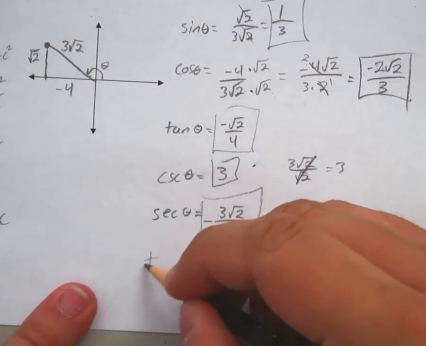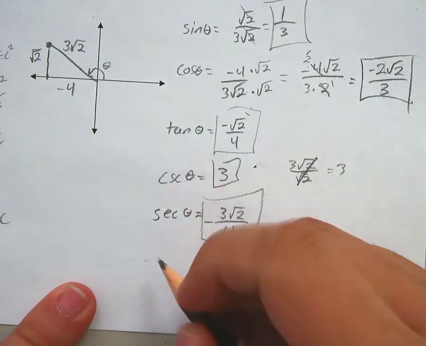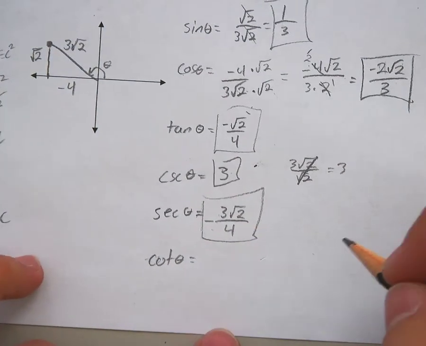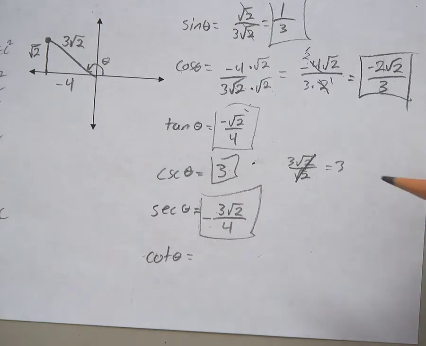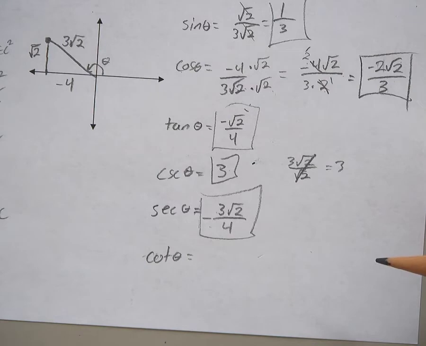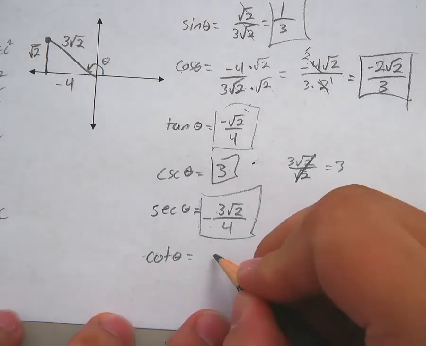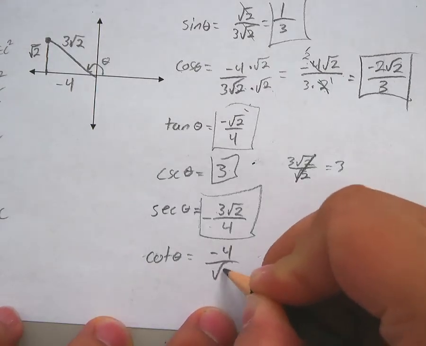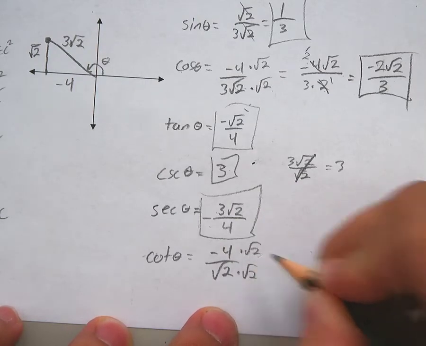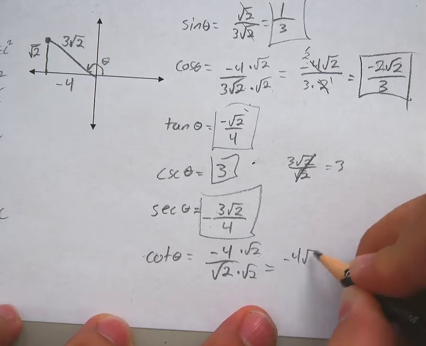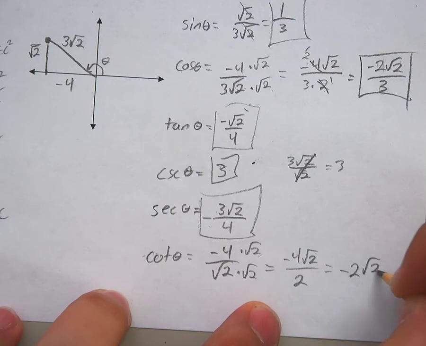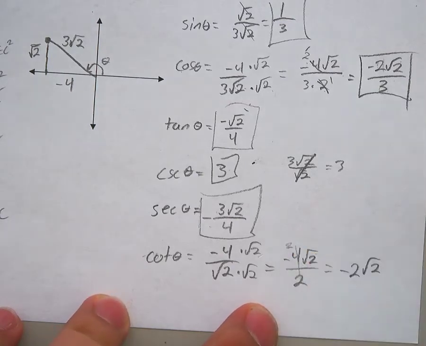Last but not least, cotangent. Cotangent of theta is x over y from the left-hand side there. It's the reciprocal of tangent, so if you put x over y, it's negative 4 over the square root of 2. So again, multiply by the square root of 2, and you get negative 4 square root of 2 over 2, which is negative 2 square root of 2. Those guys are going to cancel out to 2.